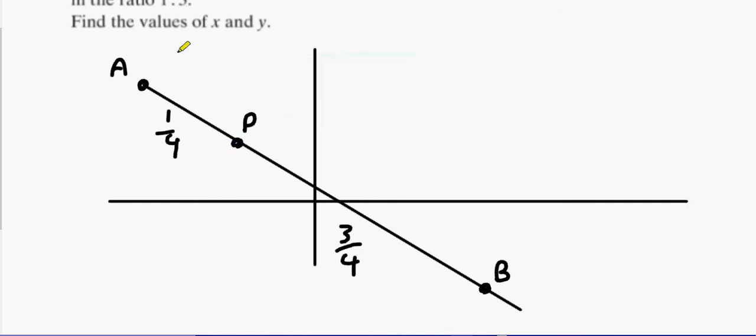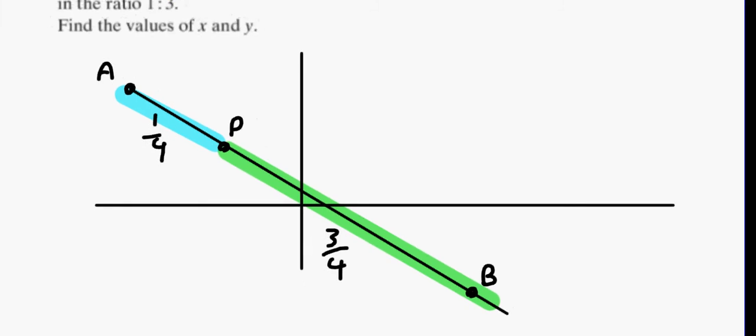Yeah, the ratio. The blue one is 1/4 of the total length, and the green line will be 3/4 of the length. Okay, that's what I got from the ratio, 1:3. Now here's what we gotta do. So 1/4, 3/4. Okay, let's figure this out.